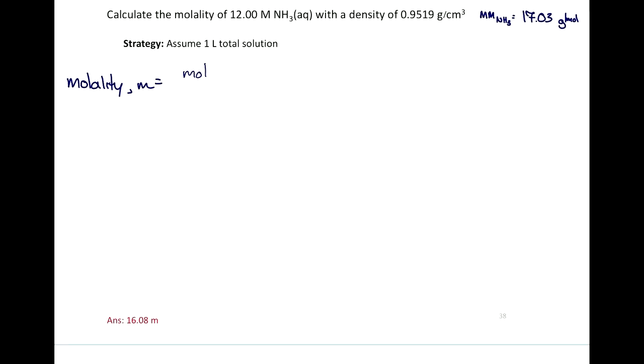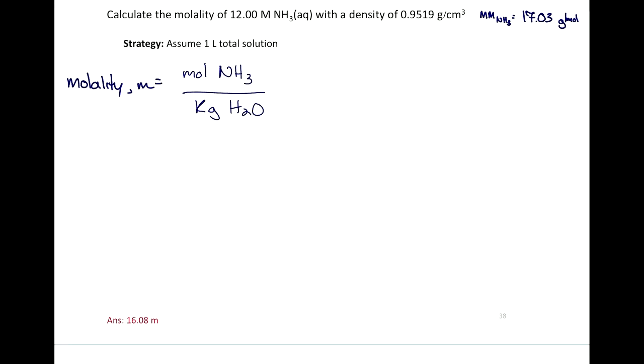Solute, but in this case, what is the solute? It's ammonia, so moles of NH3. We need to figure out how many moles of NH3 we have, over kilograms of water. So it's not just water divided by water. No, it's kilograms of water. Okay, so we need to figure out those two things.